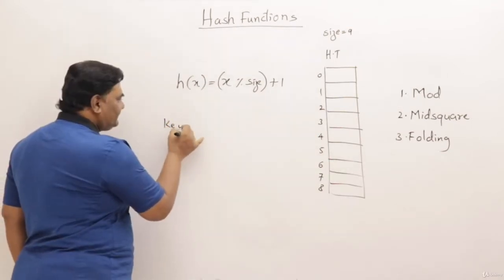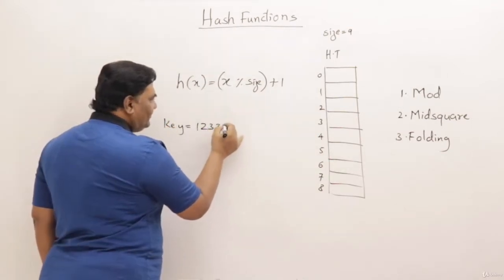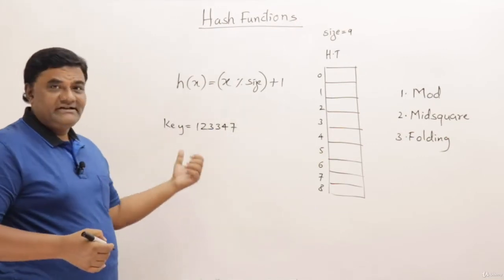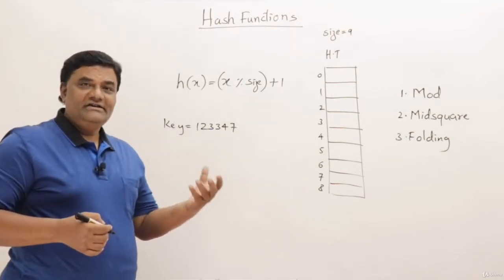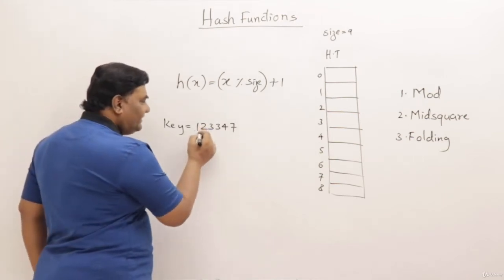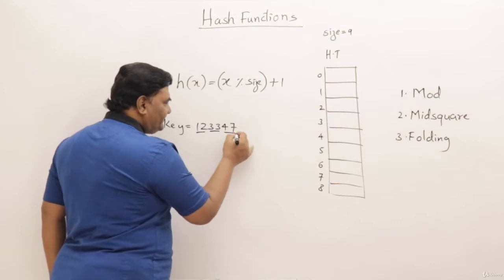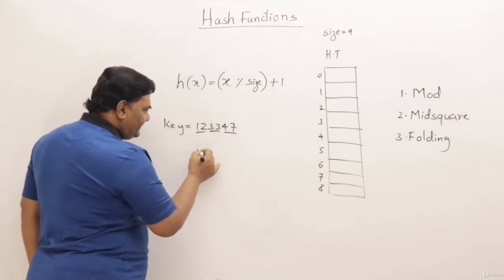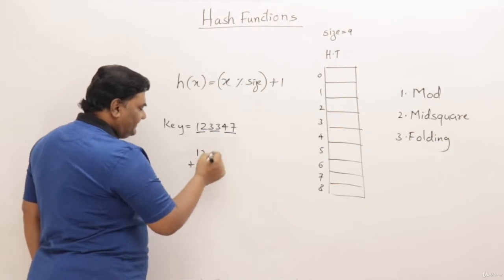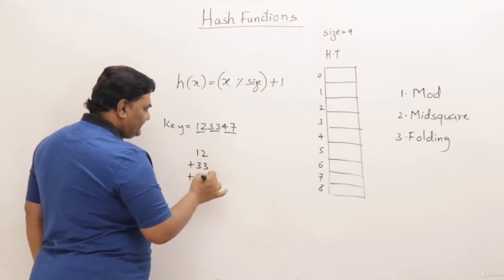Suppose a key is 123347. I have a 6-digit key. We can partition the key into more than one partition by taking some number of digits. So here I will take two digits. Then the first two digits form the number 12. The next two digits are the number 33. The next two digits are 47.